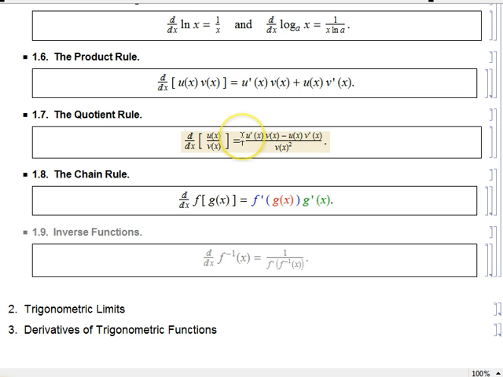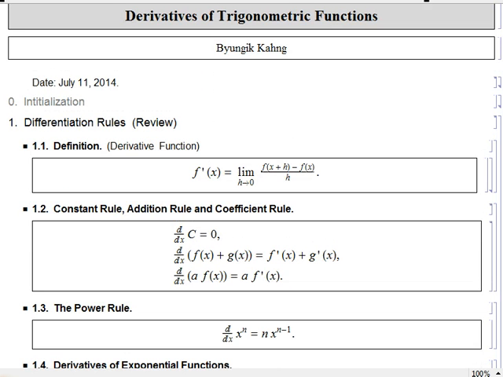We have the product rule, quotient rule, and the chain rule. Inverse function is something we're going to discuss a bit later.